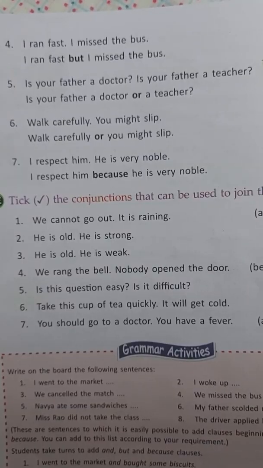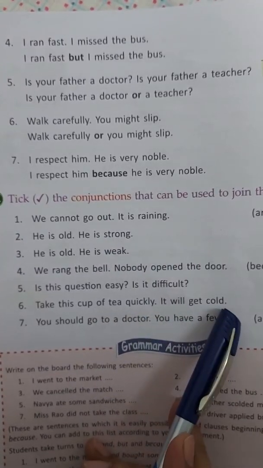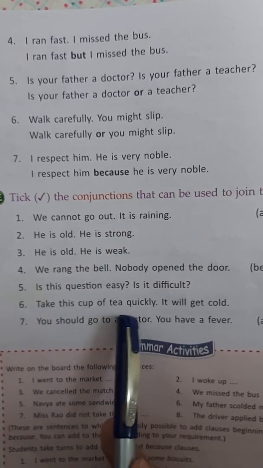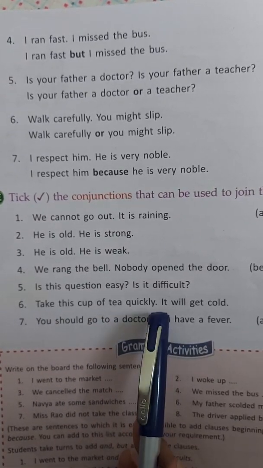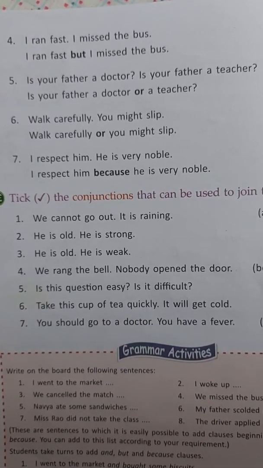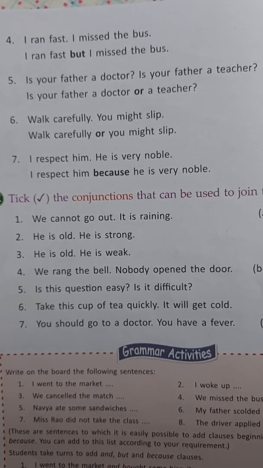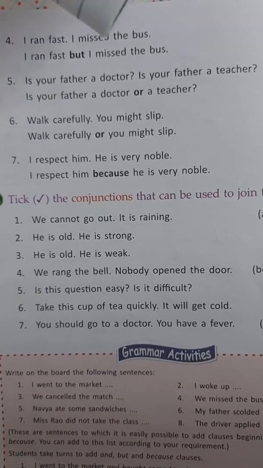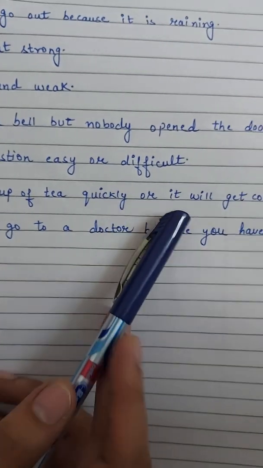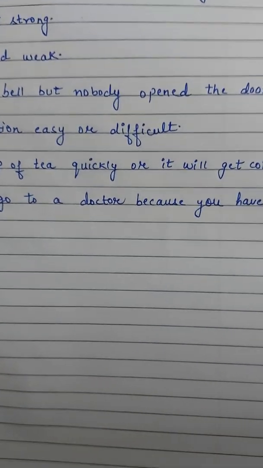Okay. Next, take this cup of tea quickly. It will get cold. Why should I take this cup of tea quickly? If I do not take the cup quickly, what will happen? It will get cold, right? So the sentence will be, take this cup of tea quickly or it will get cold. So we'll use the conjunction or here.